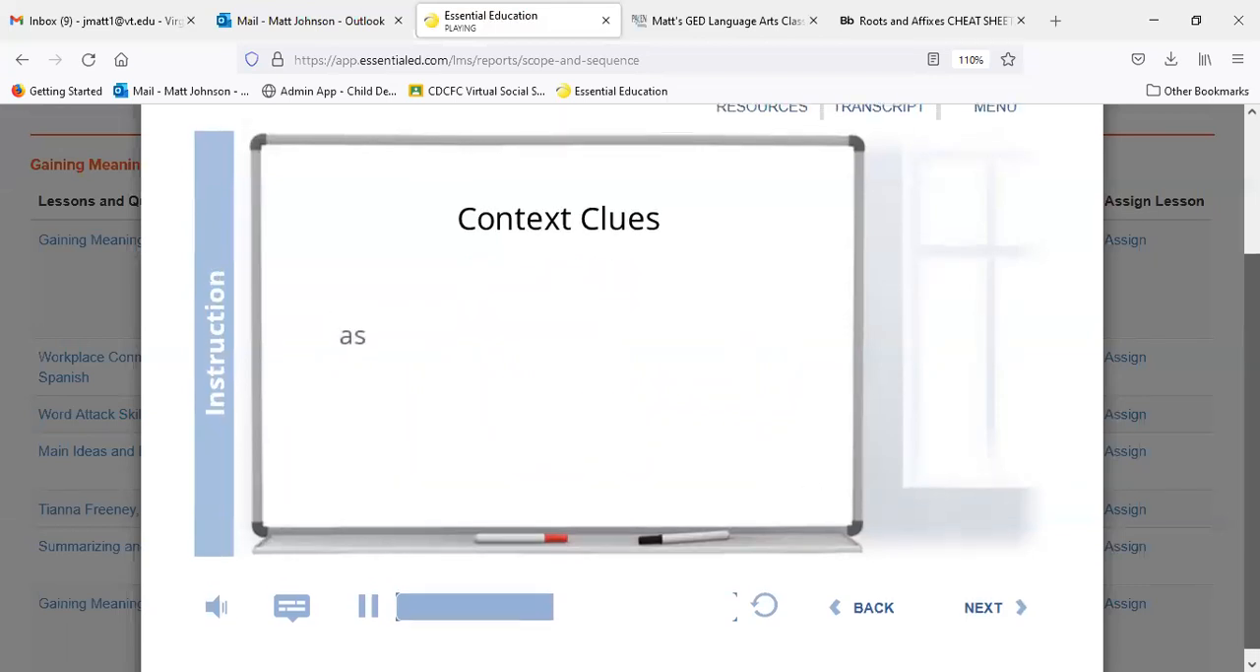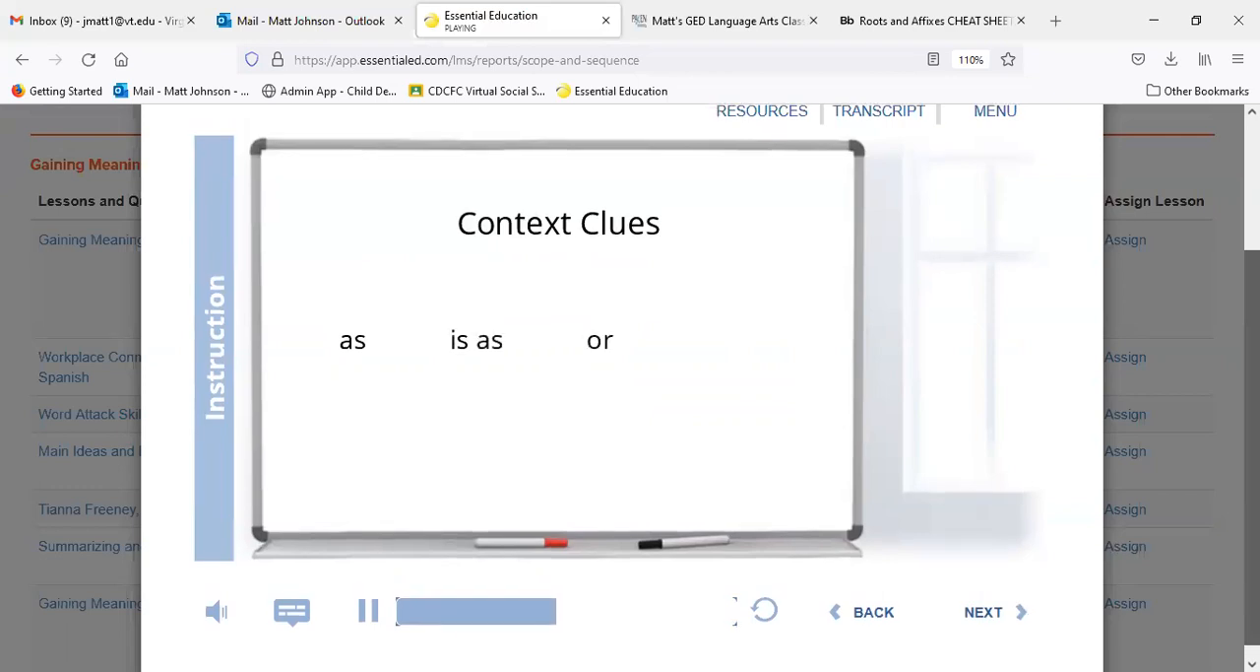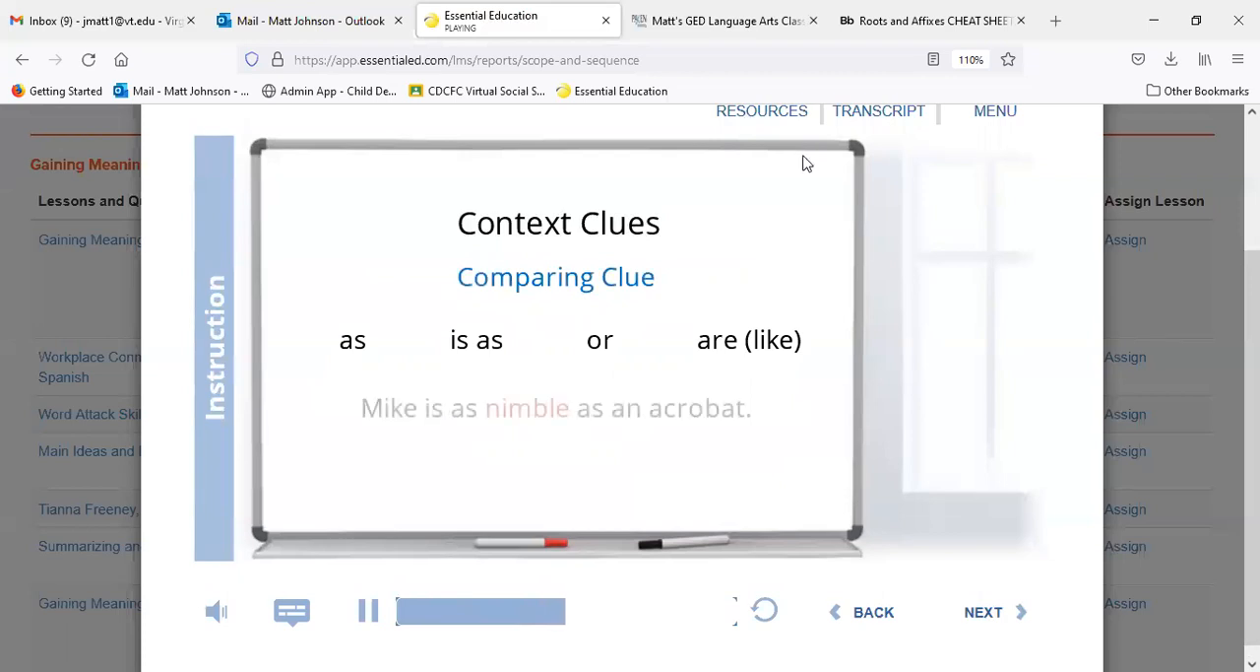The signal words as, is as, or are could tell you to keep an eye out for a comparing clue. Here, take a look at this sentence. Mike is as nimble as an acrobat. Now let's say I don't know the word nimble. There are a couple of signal words here. They're both signal words for a comparison clue. I may not know what nimble means, but I do know that it's something that describes an acrobat. So the comparison tells me that the word nimble must mean something like graceful.